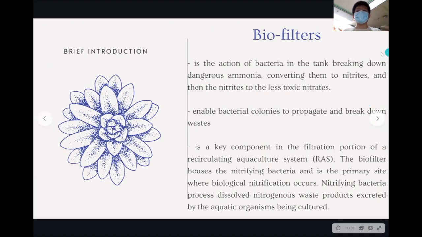So the last one in biological treatment will be the biofilters. This is the action of bacteria in the tank breaking down dangerous ammonia, converting it to nitrite, and then the nitrite to the less toxic nitrate. It enables bacterial colonies to propagate and break down waste. Actually, this is one of the key components in the filtration portion of a recirculating aquaculture system, or RAS. The biofilter houses the nitrifying bacteria and is the primary site where biological nitrification occurs. Nitrifying bacteria process dissolved nitrogenous waste products excreted by the aquatic organisms being cultured.